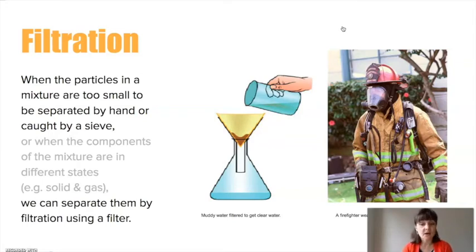And then the other example is a firefighter wearing a mask. When firefighters are busy putting out fires, there's a lot of smoke. And so smoke, remember from the earlier example, is when there are solid soot particles mixed with the air. So what the mask does is it filters the air. So it allows only the air to go through, but it doesn't allow those solid particles to go through. And that way, firefighters are protected from breathing in harmful substances.